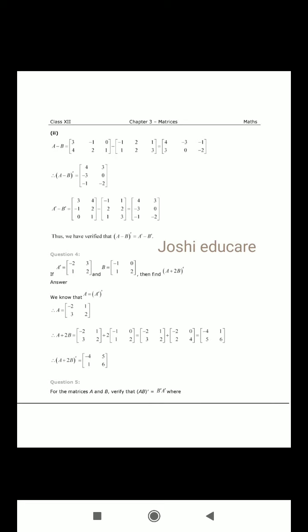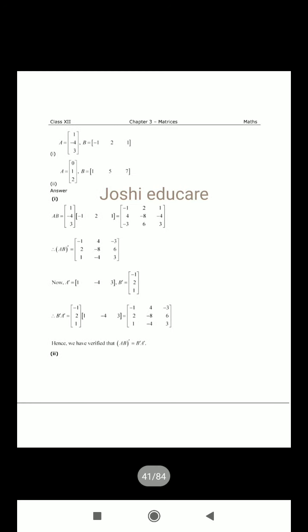Now come to the right hand side. In first step, calculate B transpose. Then calculate A transpose and take the product of B transpose and A transpose. Follow these steps. Your left hand side will become equal to right hand side, and we will say that it is verified.